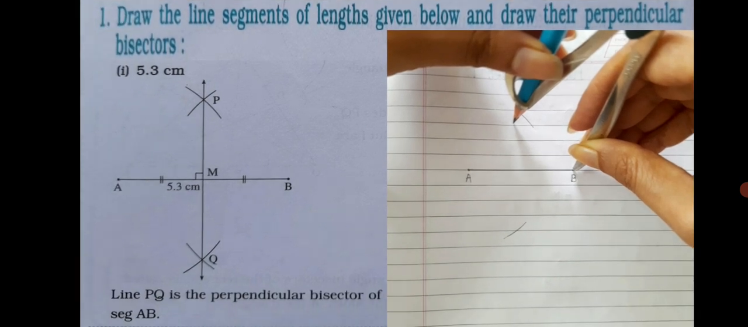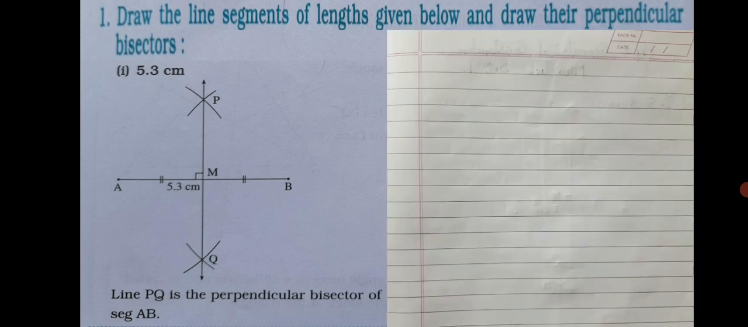Question number 1. Draw the line segments of lengths given below and draw their perpendicular bisectors. So we have been given a specific measurement. First one is 5.3 centimeter, as you see here. And we have to draw perpendicular bisector to this line segment. So the answer is shown here already to you. Let's see how we can do the construction.